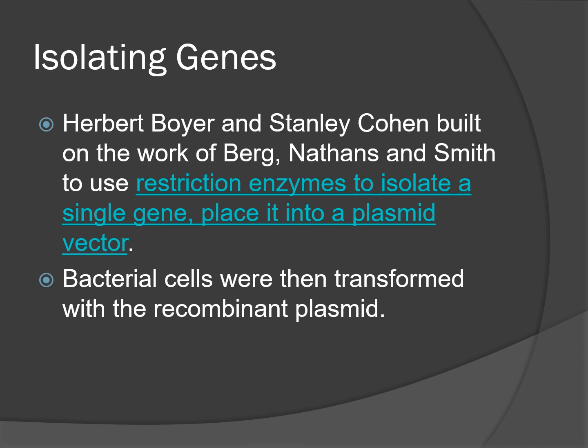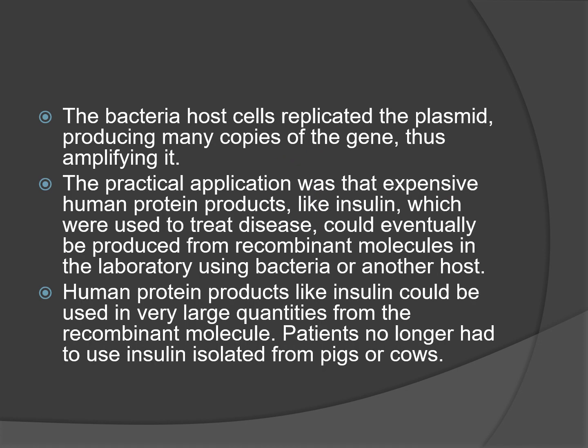Isolating genes. Herbert Boyer and Stanley Cohen built on the work of Berg, Nathans and Smith to use restriction enzymes to isolate a single gene and place it onto a plasmid vector. Bacterial cells were then transformed with the recombinant plasmid. The bacterial host cells replicated the plasmid, producing many copies of the gene, thus amplifying it.